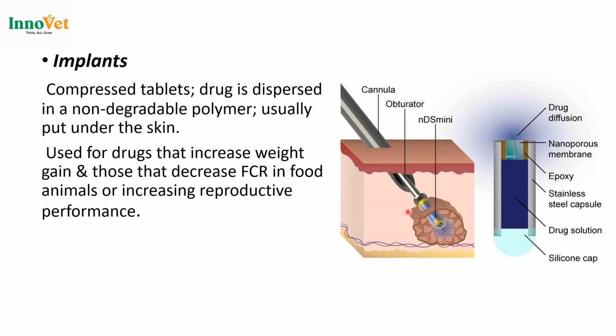Usually this is done with an applicator. As you can see in the picture, the drug is put under the skin, and these drugs are those that are used to increase weight gain, those that are used to decrease the feed conversion ratio in the food animals, and those that can increase reproductive performance. They are drugs which are usually applied in such a manner.